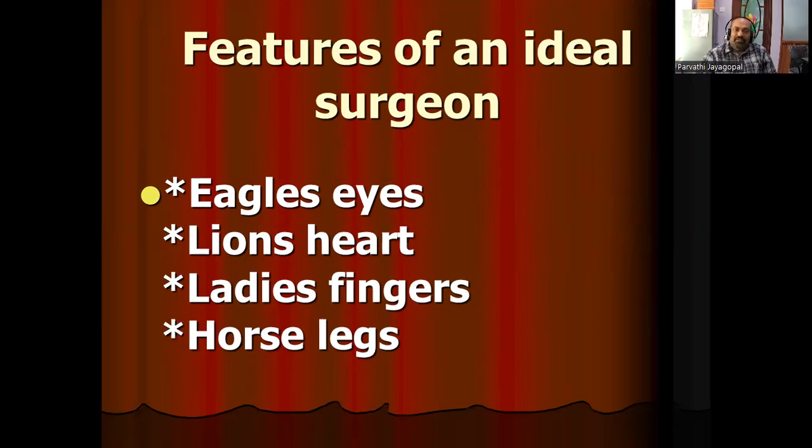Now, if you look at the ideal features of a surgeon, the saying is you should have eagle's eyes, lion's heart, lady's fingers, horse legs. It's because of the time you spend in the operation theater, and you deal with all the vital vessels, nerves. So you should be gutsy to become a surgeon.